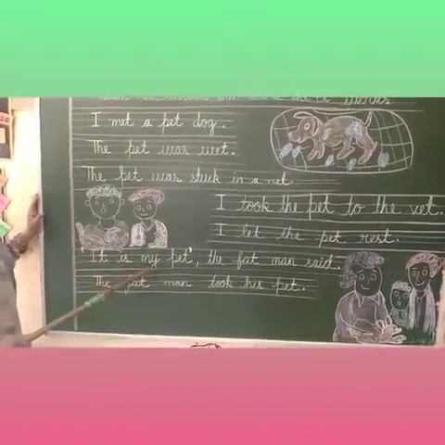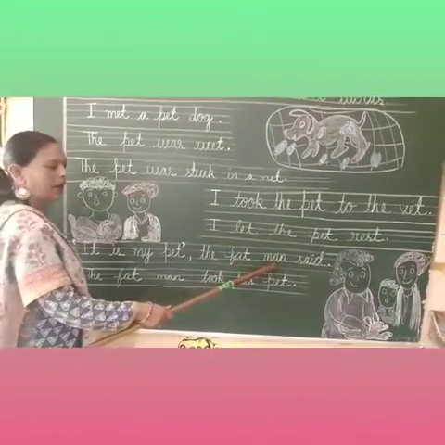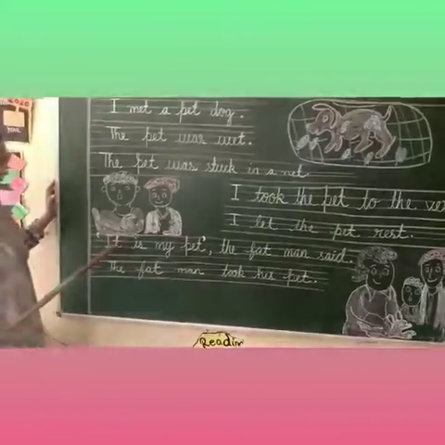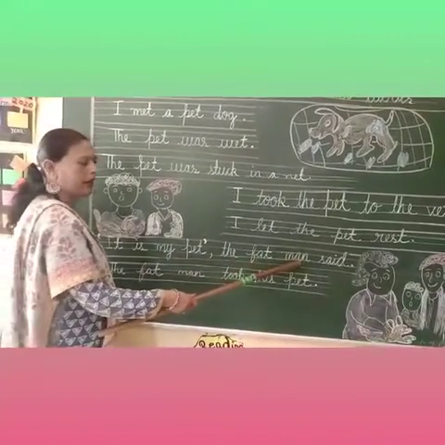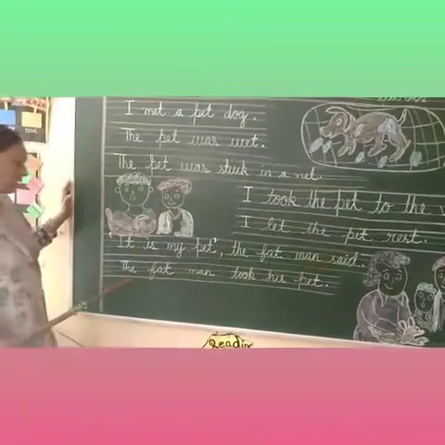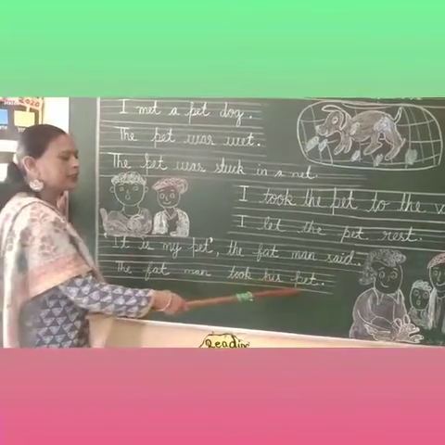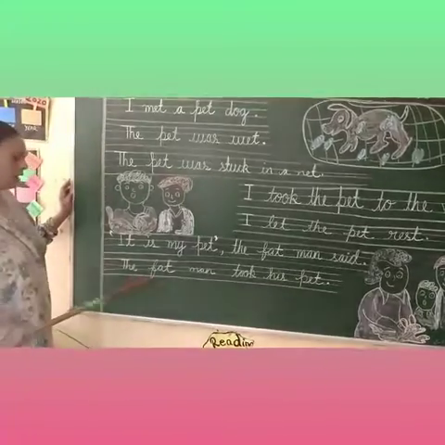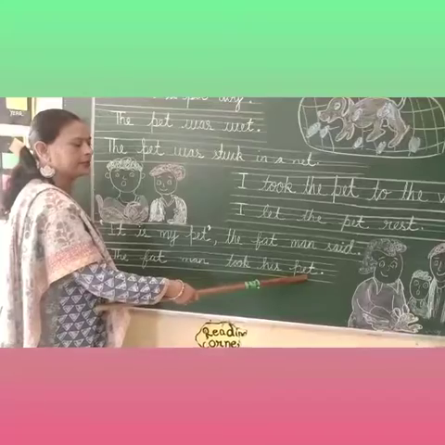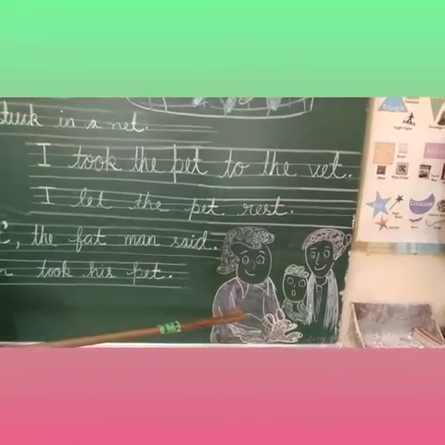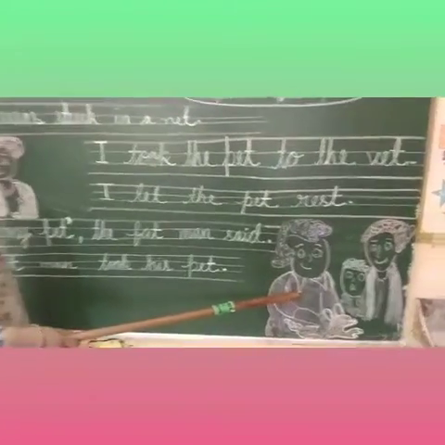It is my pet. The fat man said, it is my pet. The fat man took his pet. Look at the picture. Who is he? He is a fat man. See, he is a fat man.